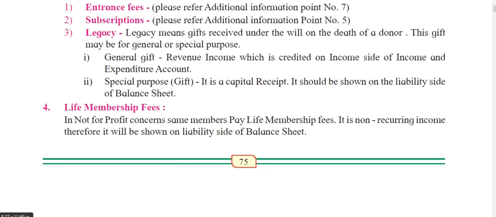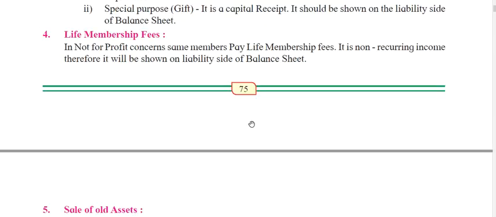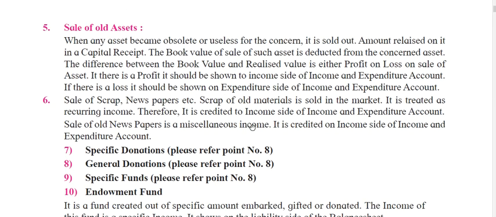And life membership fees. In not for profit concerns, some members pay life membership fees. It is non recurring income, therefore it will be shown on the liability side of the balance sheet. Since it is a non recurring income, that's why it is shown on the liability side of the balance sheet. And next is sale of old assets.